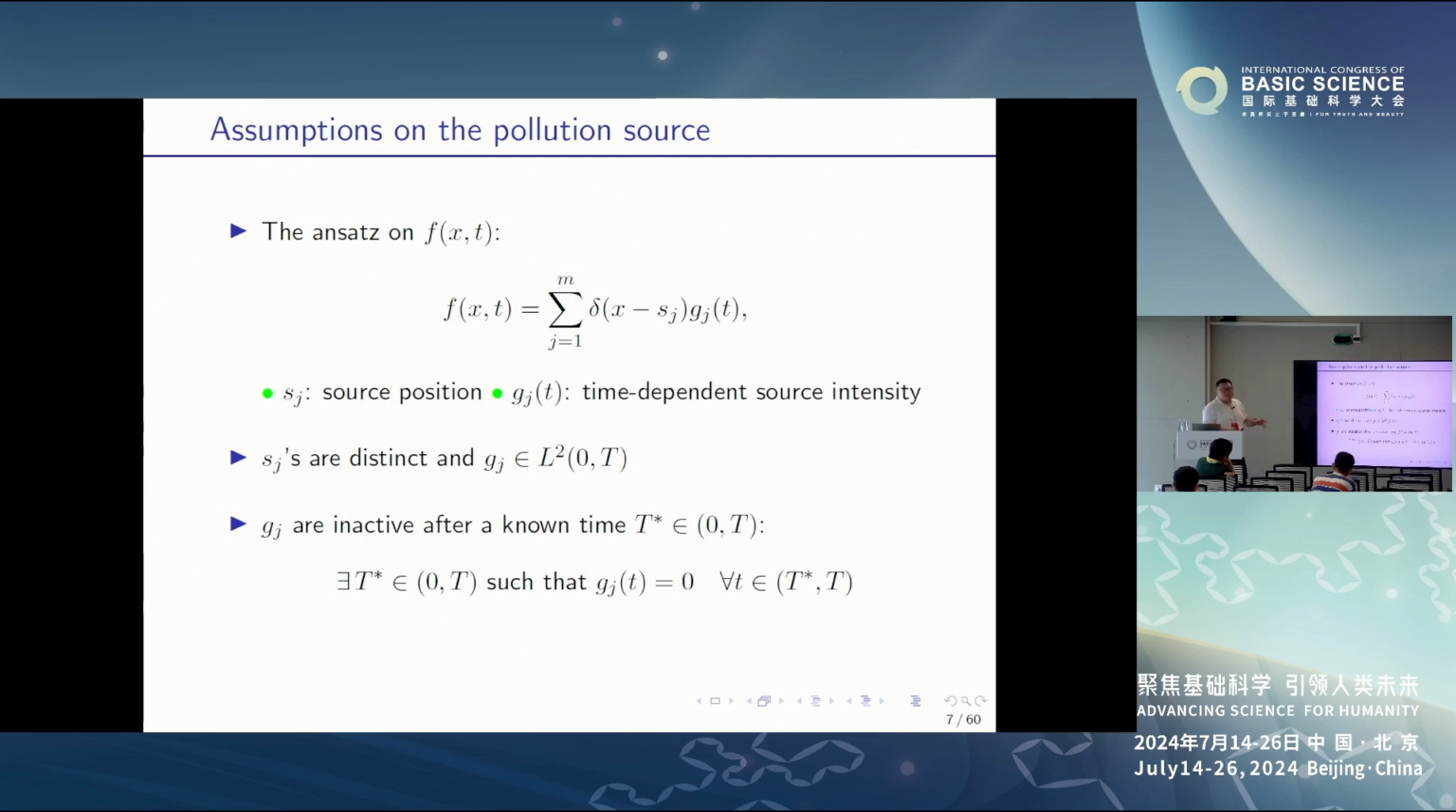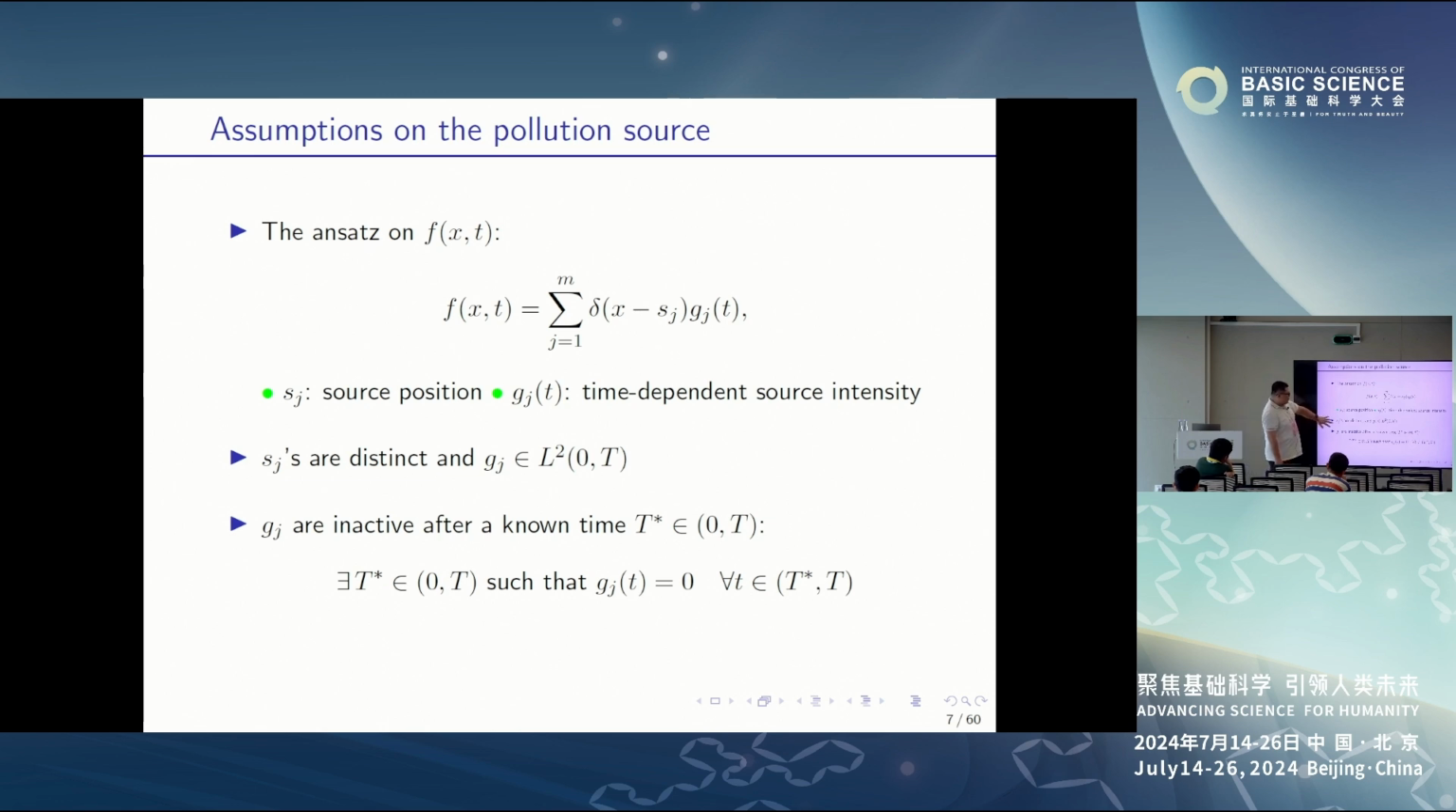With this type of condition, we can eliminate that non-uniqueness. So we can prove the uniqueness, and we can prove the stability, at least for the single pollutant case. Mathematically it's a very strong condition, but it's reasonable.